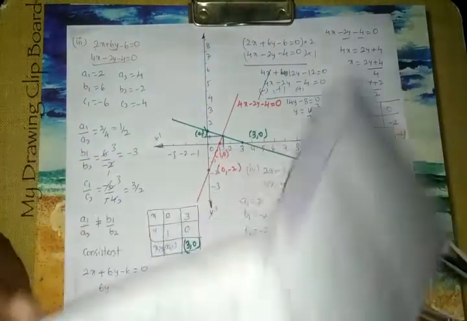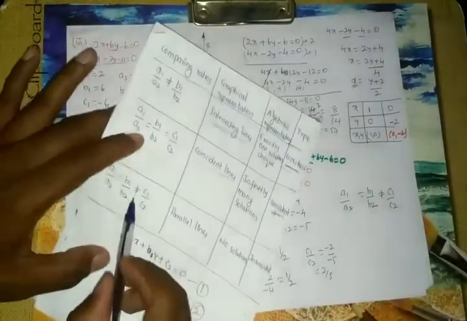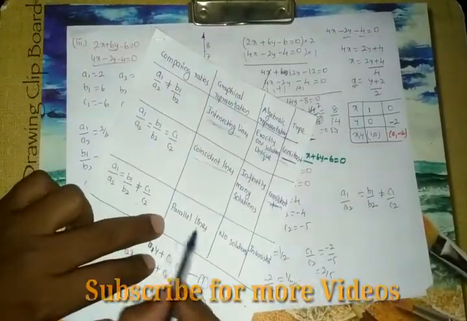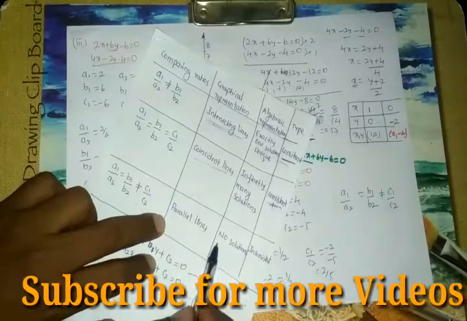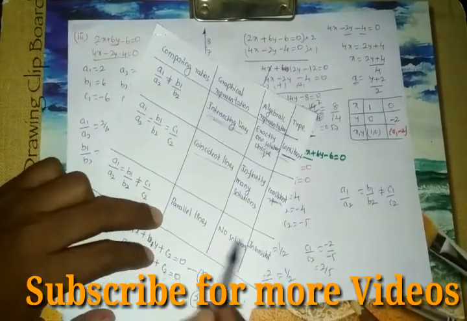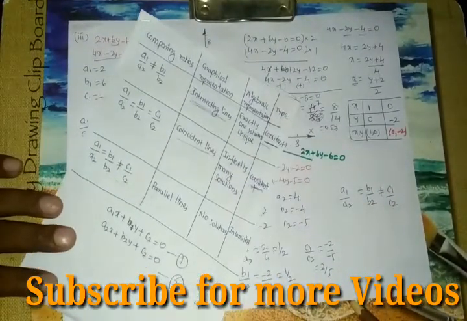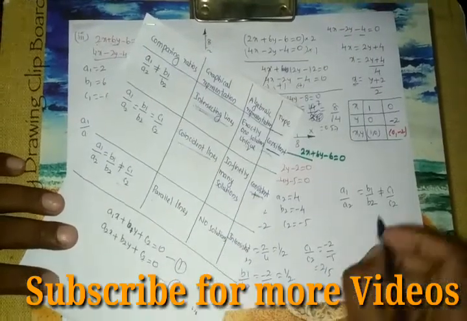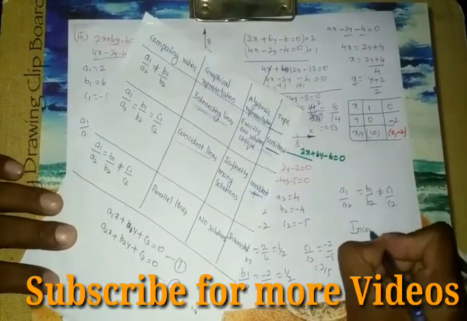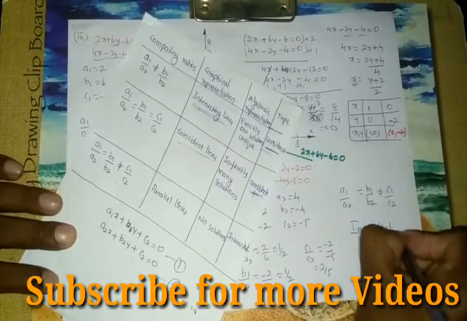Clearly a1 by a2 equals b1 by b2 and does not equal c1 by c2, which implies that we get parallel lines. Parallel lines have no solution. So when a pair of linear equations has no solution, it is inconsistent.